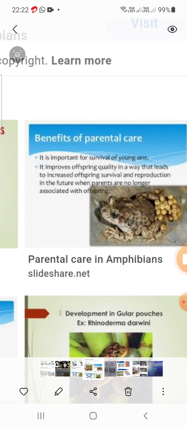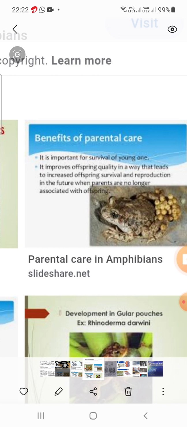The parents directly participate in the parental care, and they take small care of the offspring, that is, small embryos and eggs. This is called parental direct caring. Simply, some species of amphibians directly care for their eggs and young ones.